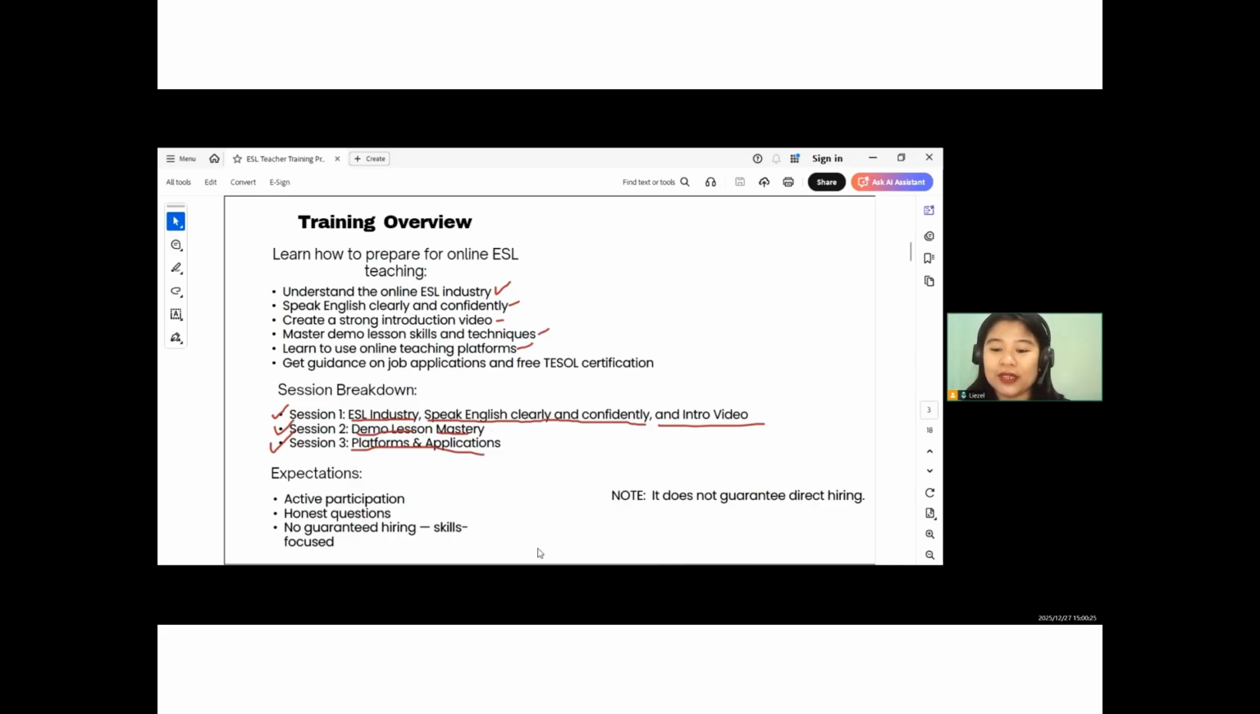Well, these are our expectations. I want all of you to have active participation. You can comment your ideas in our comment section and you can ask questions too. Just write them down in the comment section. And also, we have no guaranteed hiring, it is only skills focused. Note, it does not guarantee direct hiring. I will only be helping you on how to become an effective ESL teacher.